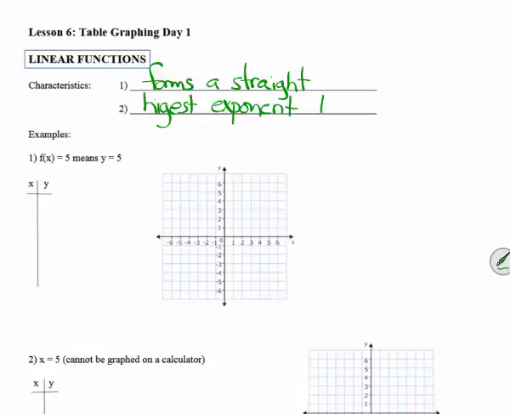So we have f of x equals 5, which means y equals 5. Which means if I make a table, it doesn't matter what x is, y is always going to be 5, right? So I'm just going to fill in some numbers here: -2, -1, 0, 1, 2. These are going to look like horizontal lines. And we always want to make sure that we label these. So y equals 5 or f of x equals 5. Okay, next one.